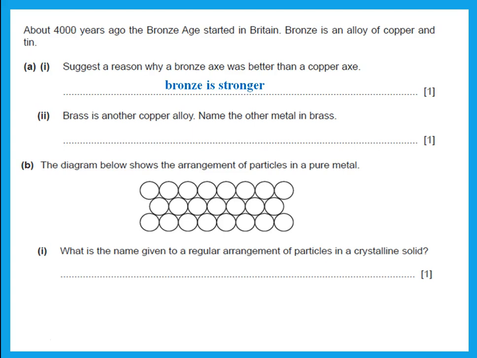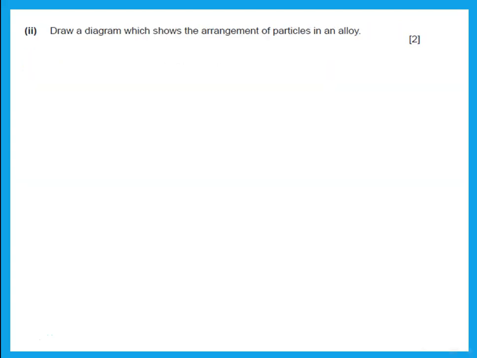Brass is another copper alloy. Name the other metal in brass. Do you remember what brass was? Brass was what plus what? Copper and zinc. The diagram below shows the arrangement of particles in a pure metal. What is the name given to a regular arrangement of particles in a crystalline solid? Remember that this is called a lattice. This is called a crystal lattice.